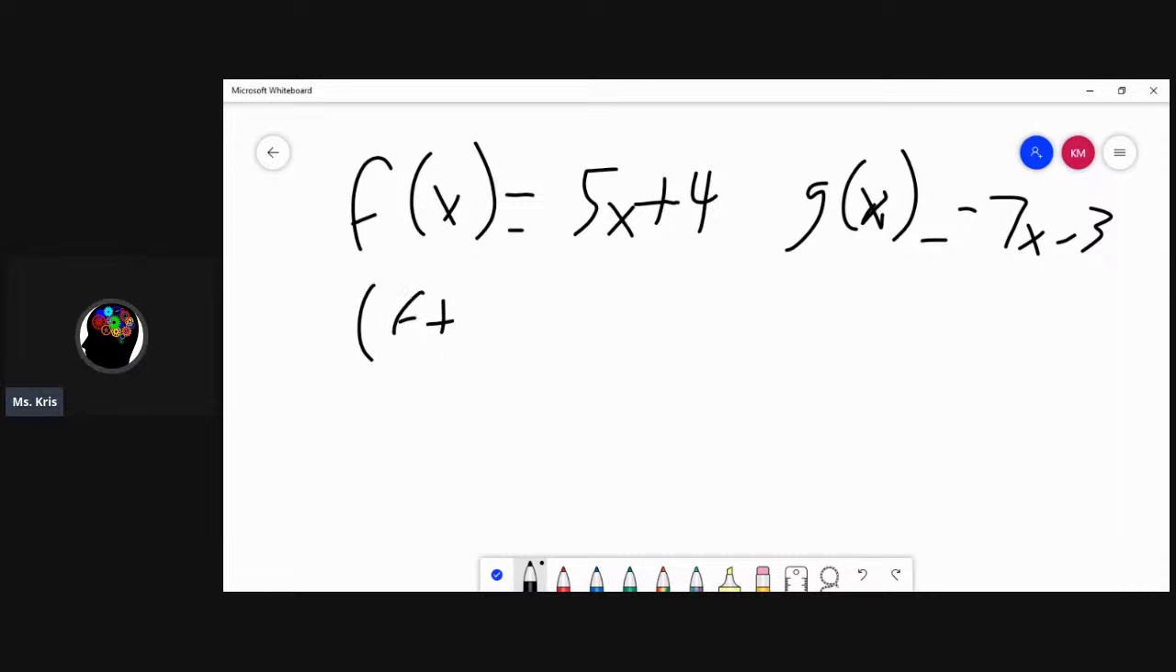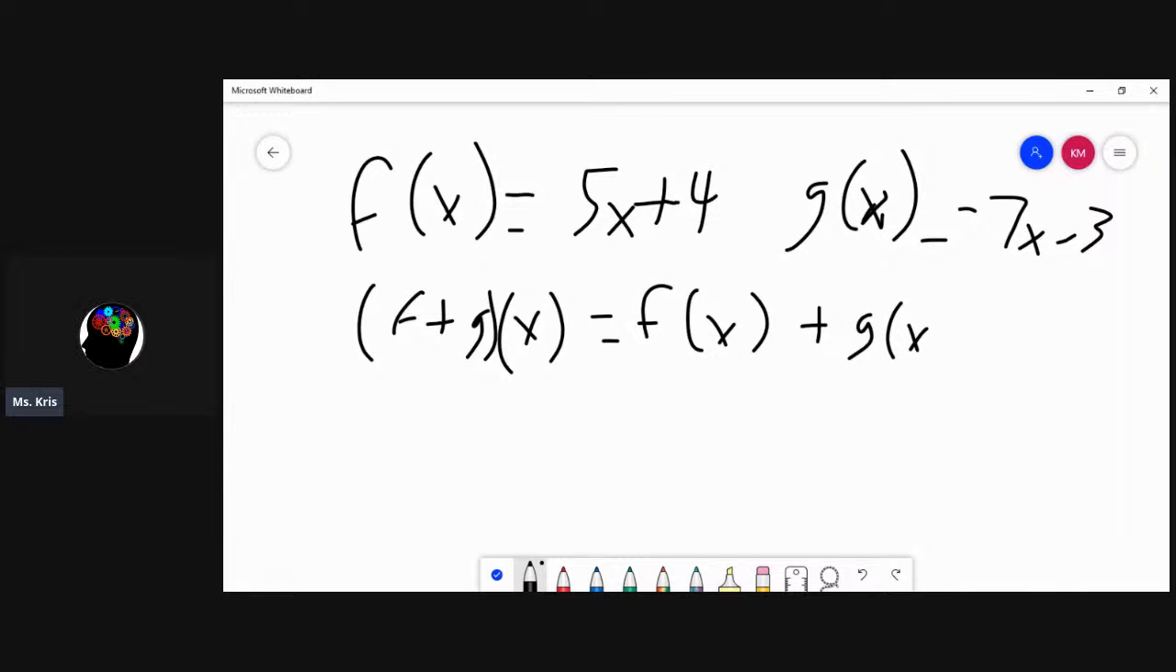what would f plus g of x look like? All that means is I'm going to take my f of x and I'm going to add it to my g of x. So now f of x is 5x plus 4 plus 7x minus 3.